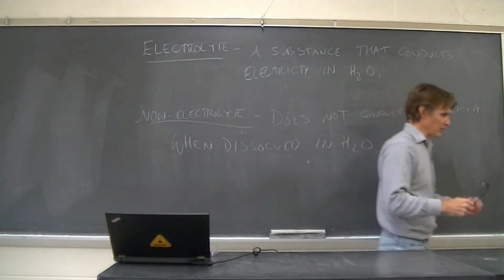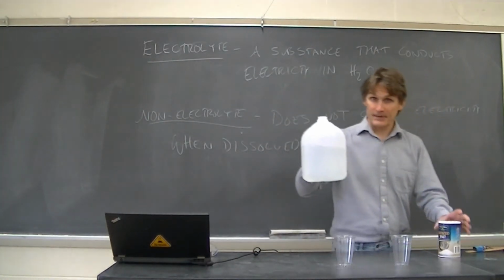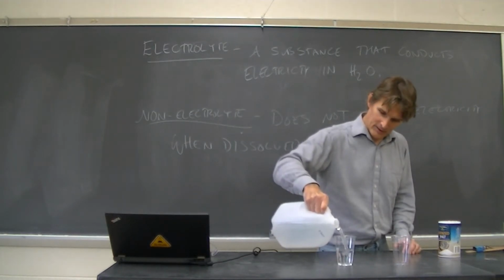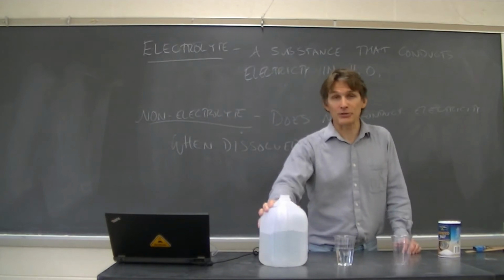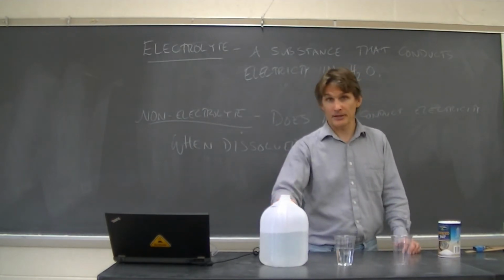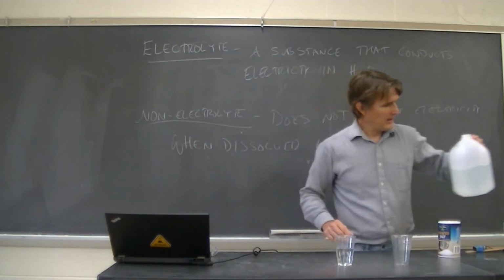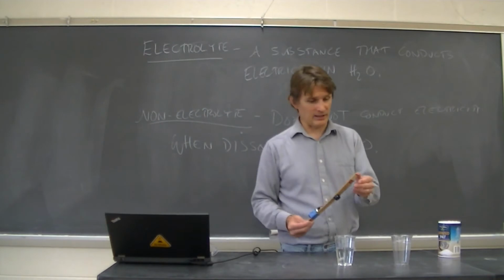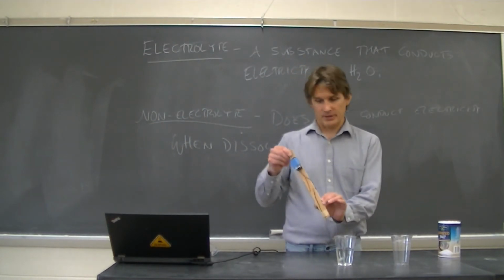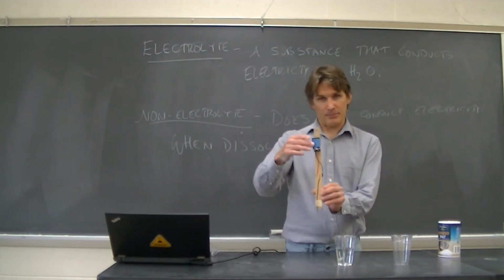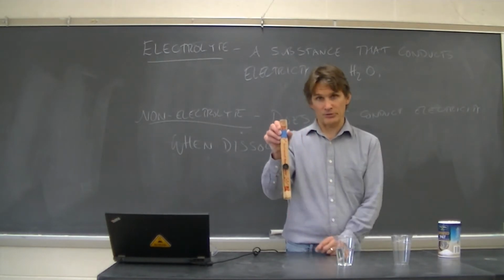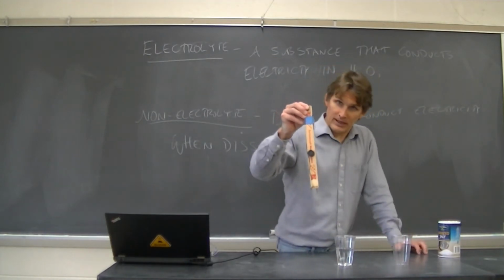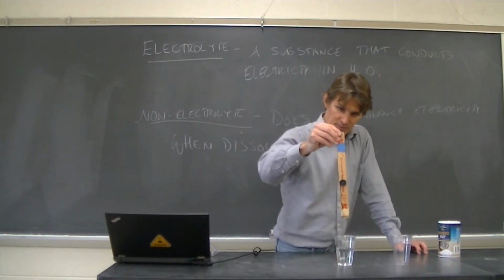So let me do some experiments for you here real quick. All right, in this jug I have some deionized water. So this is water that's been specially treated. It's been sent through a deionizer here in the science building. And basically the deionizer takes almost all the ions out. What I have here is a little tester. And this tester has a battery attached to a beeper and two electrodes. And if electricity can pass between these two electrodes, we'll hear a beep. So I'm going to place these electrodes into some pure water.